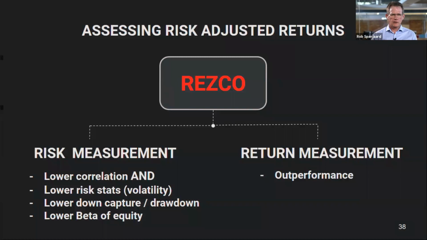And in doing this, trying to find these risk-adjusted returns, how do we measure it? How do we assess internally, and how should you be assessing, whether this is working? What we think is, if we're managing the risk, you should be getting lower correlations, lower volatilities, and lower drawdowns from the equity portion. Then on the return measurement, you should be getting the outperformance. So you want both.